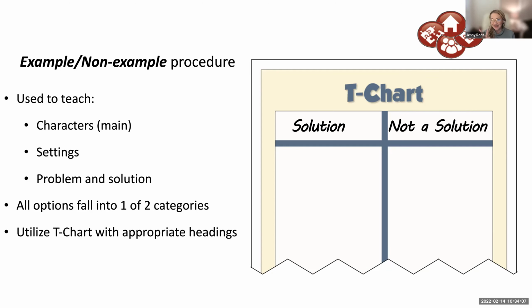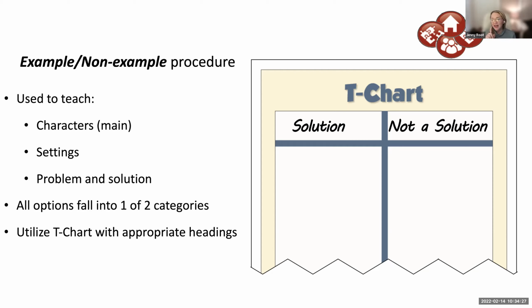If you'll notice here, it's always been concept and not concept, right? So solution, not a solution. Problem, not problem. Character, not character. If you notice, when we're initially teaching these concepts, we're not doing character, setting, or problem, solution. That is much more cognitively difficult.